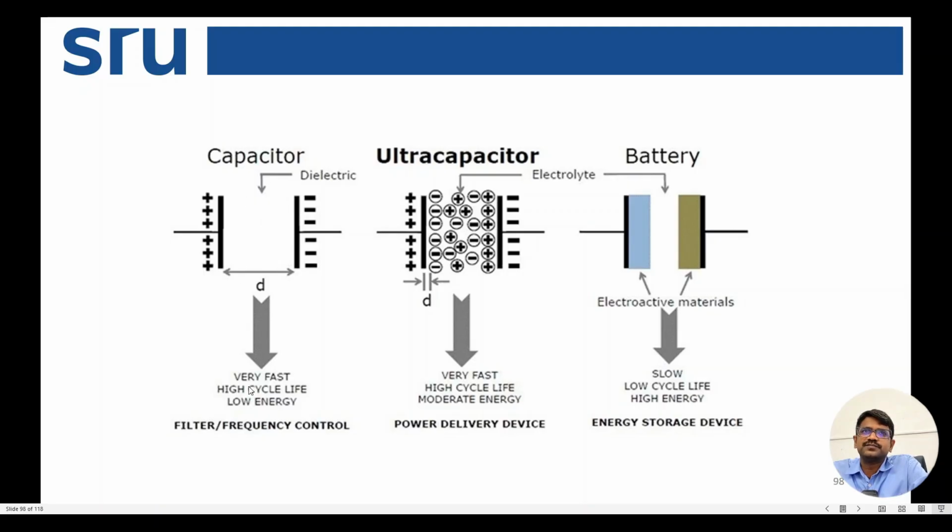It charges very fast, discharges very fast, and has a high cycle life, thousands of cycles. You can charge, discharge, charge, discharge. But the drawback is low energy. Where do we use these capacitors? We have a lot of applications, for example as a filter and for frequency control.